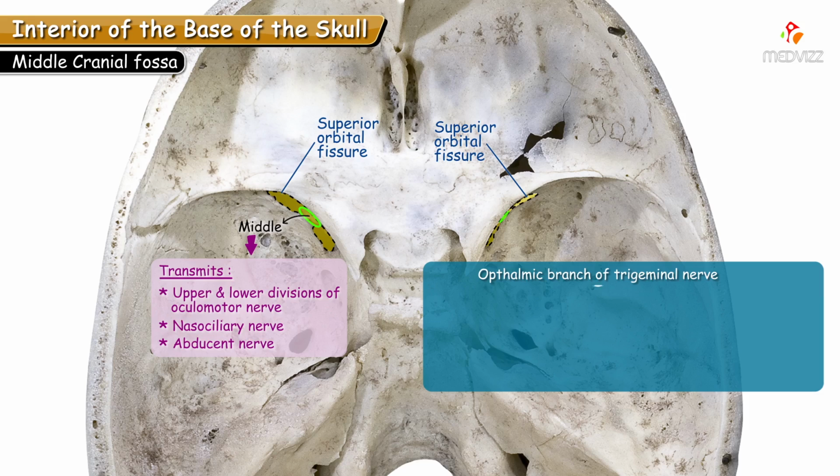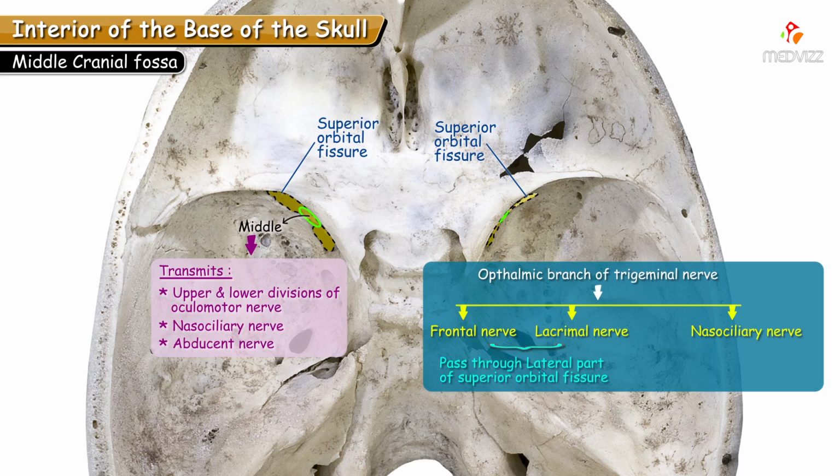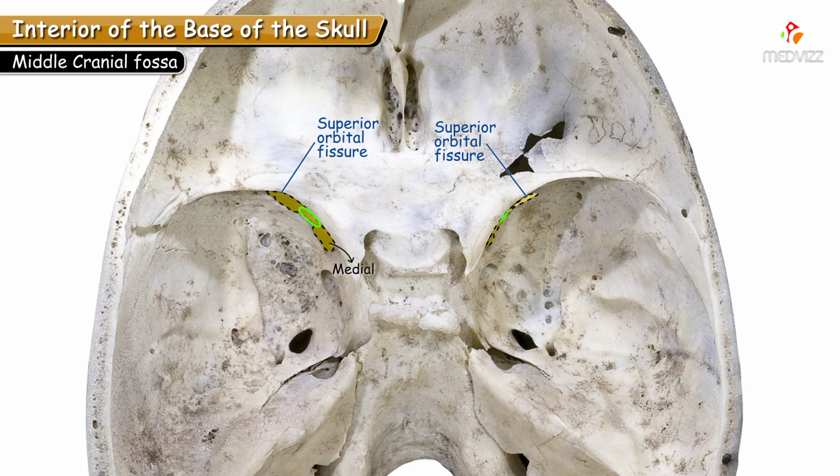This ophthalmic nerve, before entering the superior orbital fissure, divides into three branches: lacrimal, frontal, nasociliary. Lacrimal and frontal we have already seen in the lateral part. Nasociliary passes through the middle part of the superior orbital fissure. Lastly, the medial part of the superior orbital fissure. The structures passing through are the inferior ophthalmic vein and small twigs of sympathetic nerves along the vein. So these are the structures.